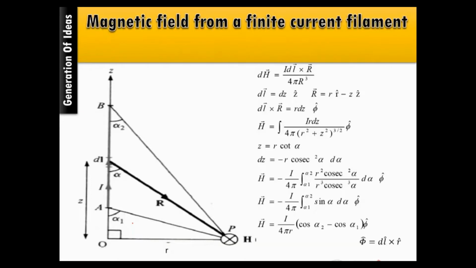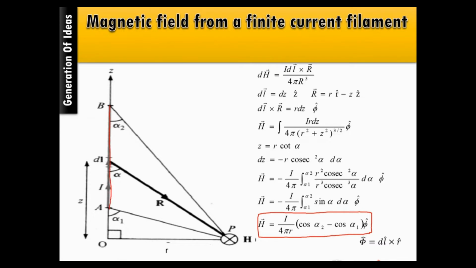Okay, so this one is about the derivations, how you come up with the final equations to calculate the magnetic field at the point due to the current elements. Okay, so I will explain this one. So this is your current elements.